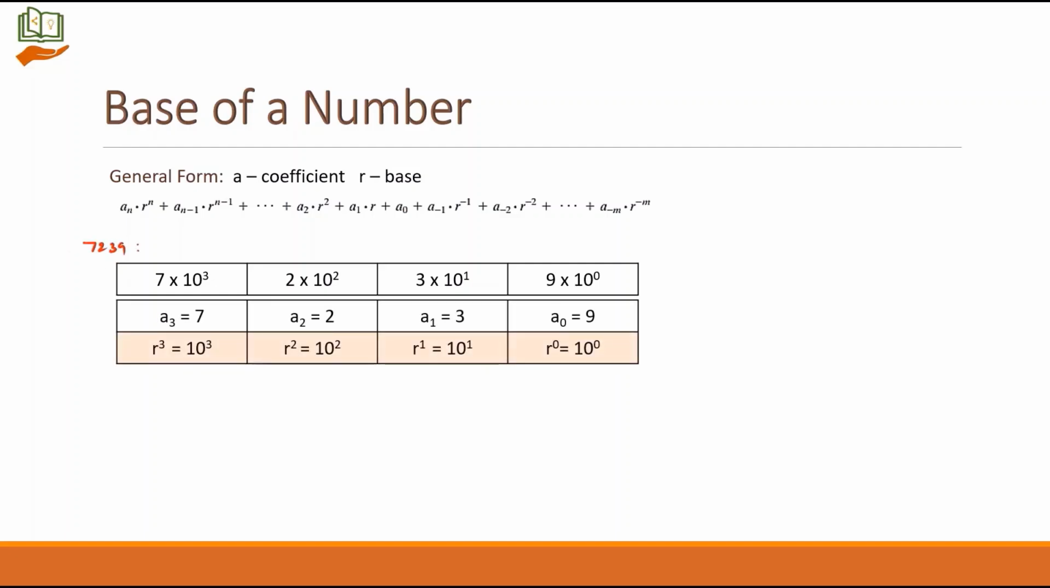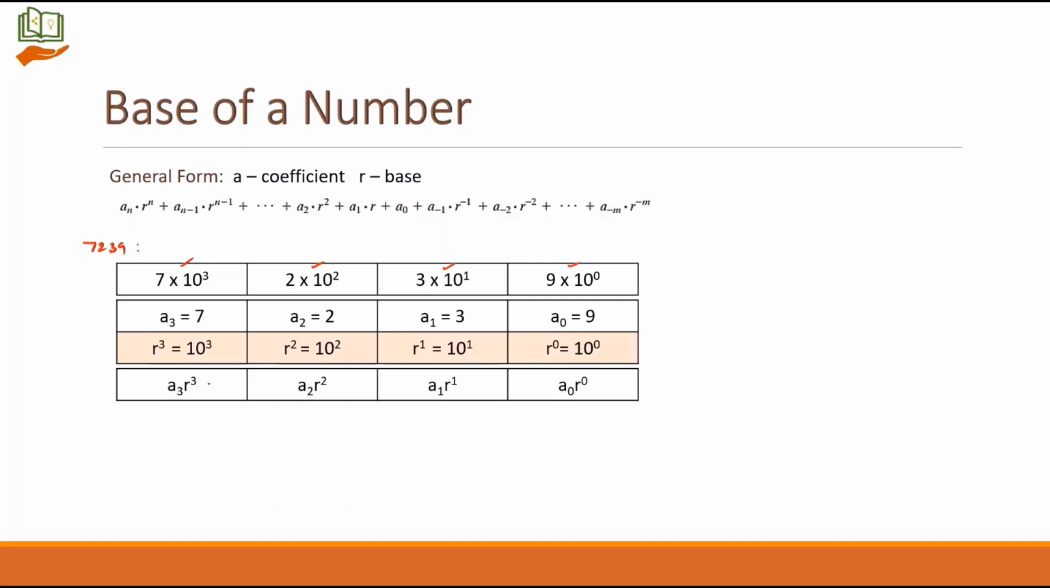Let's interpret. Here the coefficient is 7 in the thousands place, 2 in the hundreds place, 3 in the tens place and 9 in the units place. A3, A2, A1, A0 are the coefficients, and the base, 10 power 3, 10 power 2, 10 power 1 and 10 power 0, is equated to r power 3, r power 2, r power 1 and r power 0. A3 into r power 3 will give 7 into 10 to the power 3. This is what is represented in this row. So A2 r power 2 is 2 into 10 to the power 2, A1 r power 1 is 3 into 10 to the power 1, A0 r power 0 is 9 into 10 to the power 0.